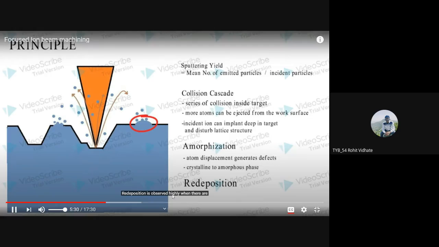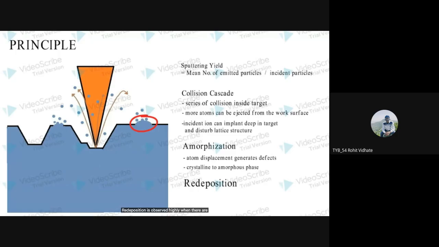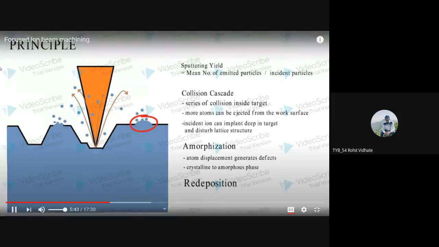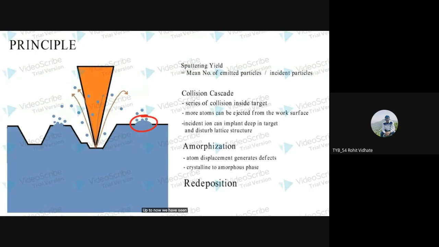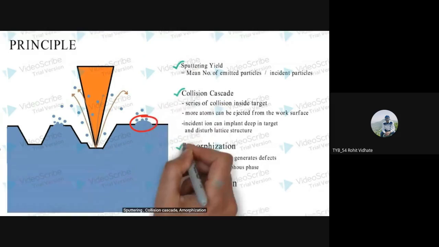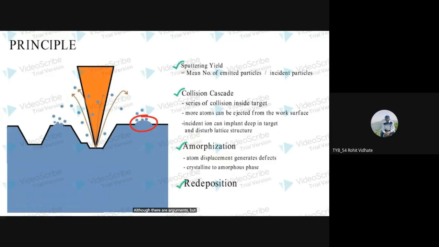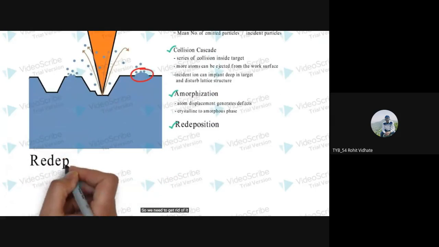Redeposition is observed highly in holes or trenches or narrow slots, where the redeposited material is also difficult to evacuate. Up to now, we have seen sputtering, collision cascade, amorphization, and redeposition. Although there are arguments, redeposition is surely an unwanted phenomenon in focused ion beam machining. So we need to get rid of it.